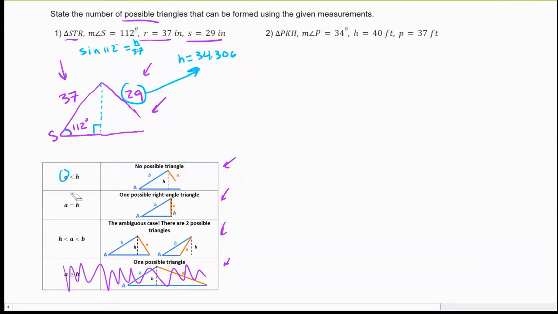So I'm basically finding the height and then just comparing the two sides that I'm given to the height, and that will tell me how many triangles are created. So in this one, there are none.